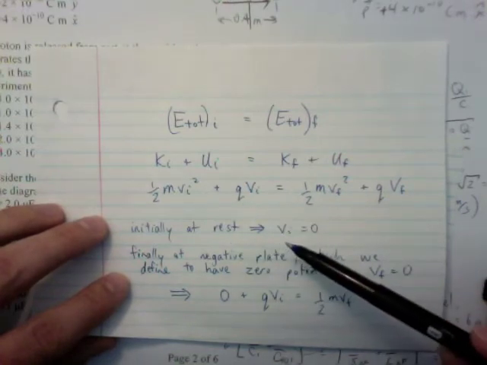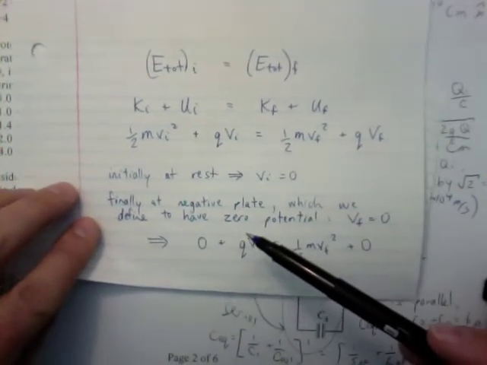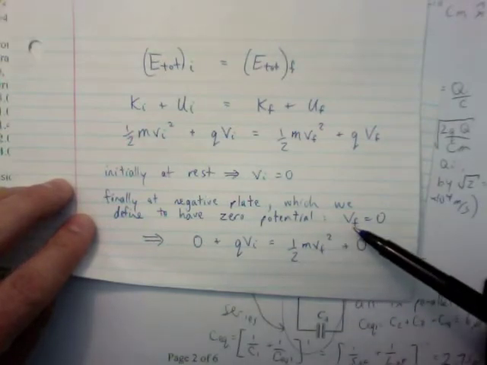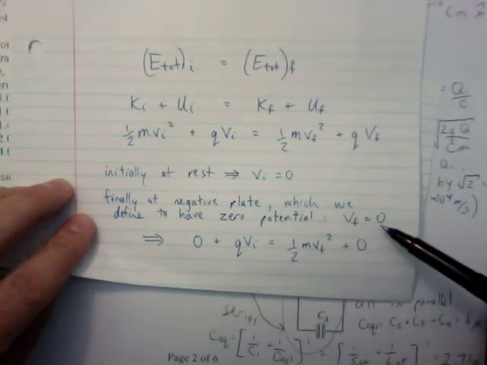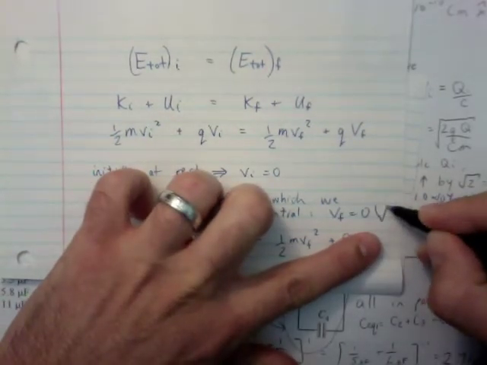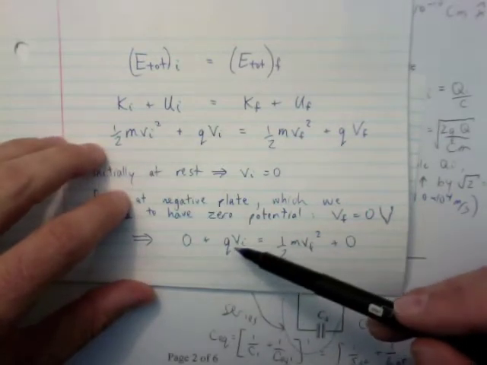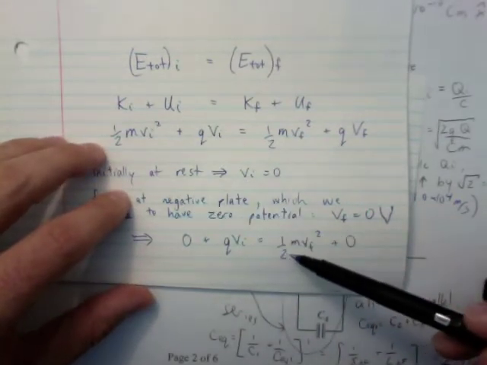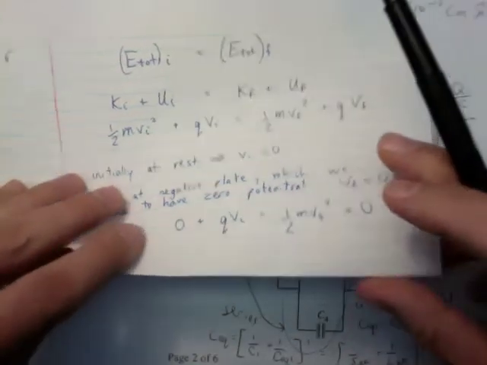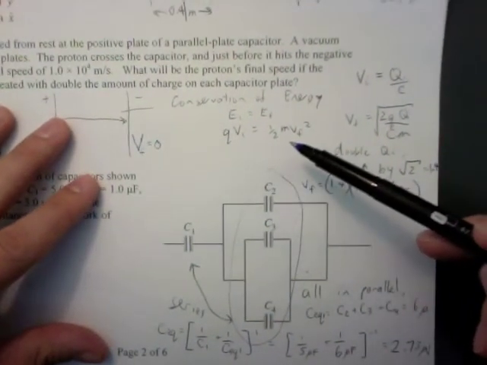So it's initially at rest, meaning the initial speed is 0, and finally it gets to the negative plate, which we define to have a 0 potential. So V final, the electric potential, is 0 volts, and plug that in. You've got 0 plus q times the initial potential is equal to 1/2 mv final squared plus, again, 0. So that's what we've written in the solutions.